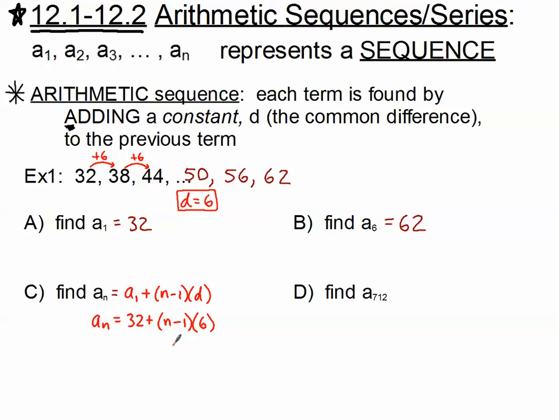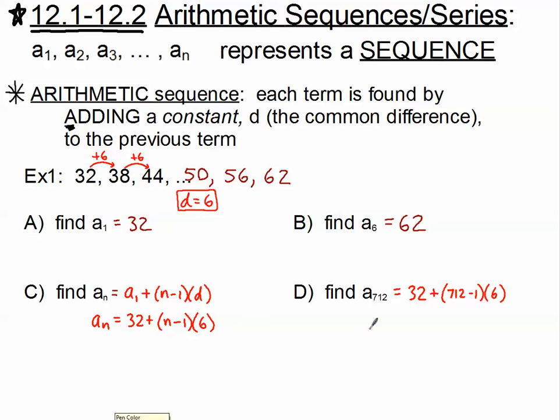So this formula does work, and it can help us over here to find the 712th term. If we're looking for the 712th term, I'll plug into my formula, which is going to be 32 plus 712 minus 1 times my d, which is 6.